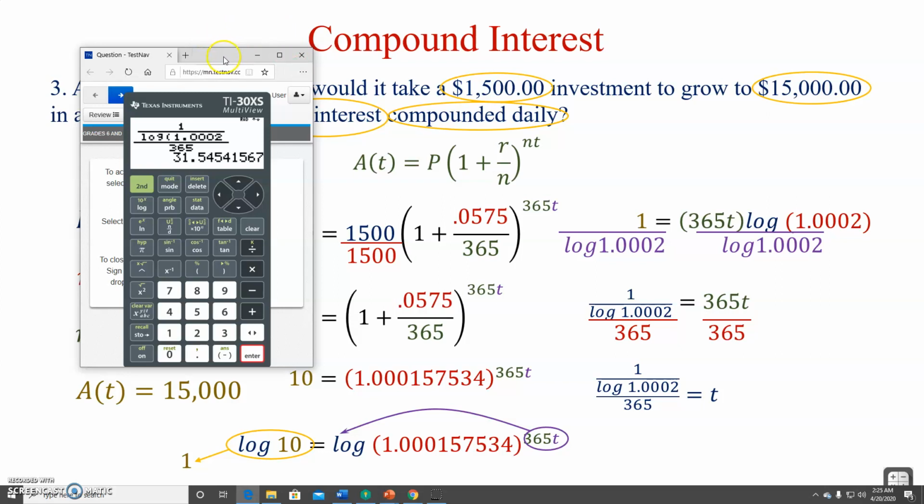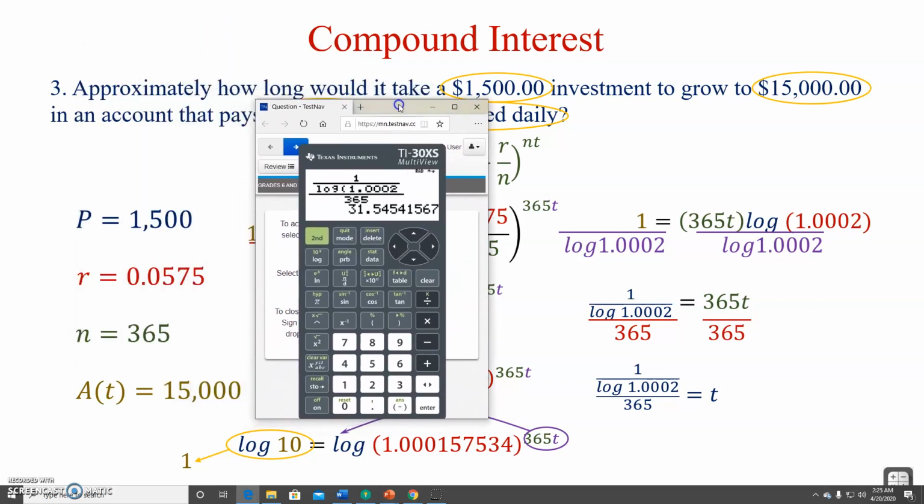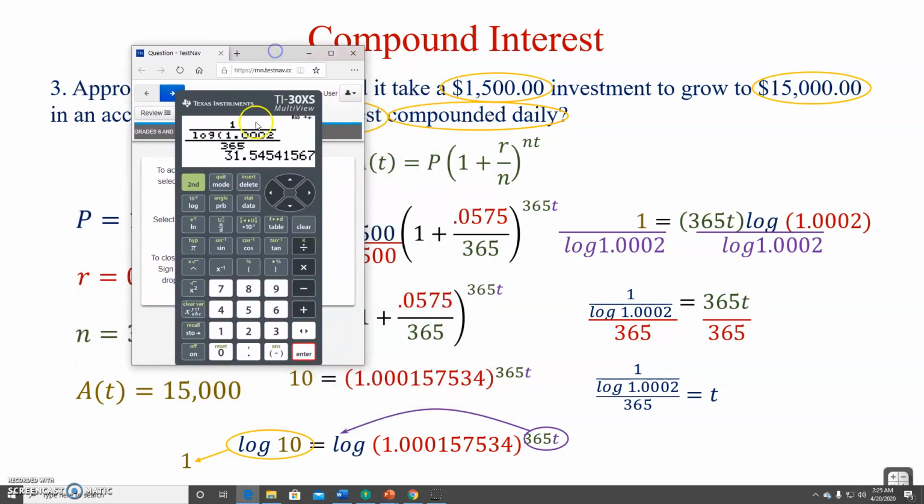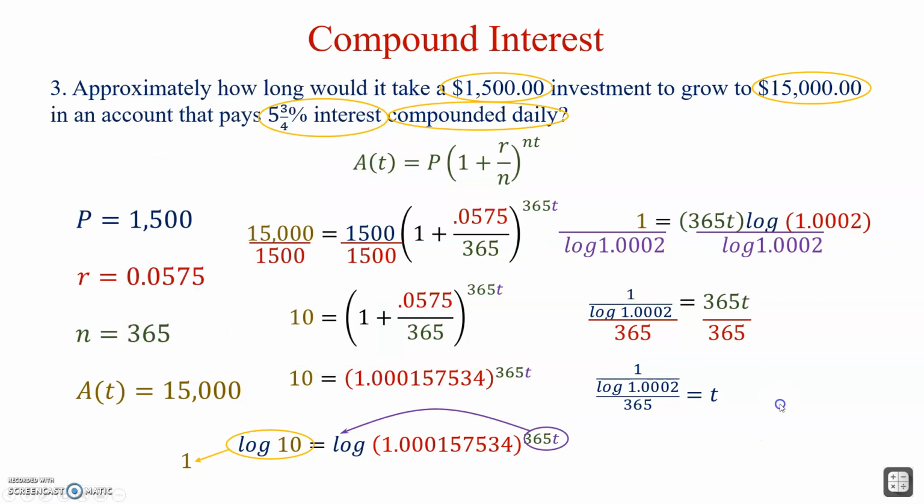31.5454. And what are we trying to find here? It says approximately how long will it take? So it looks like 31.54-ish years. Our 31.545 is approximately t. So about 31.5 years is about how long it'll take. In future problems, you will be told what to round to. But you can see from this answer, it's a little over 31.5 years. All right, next problem.